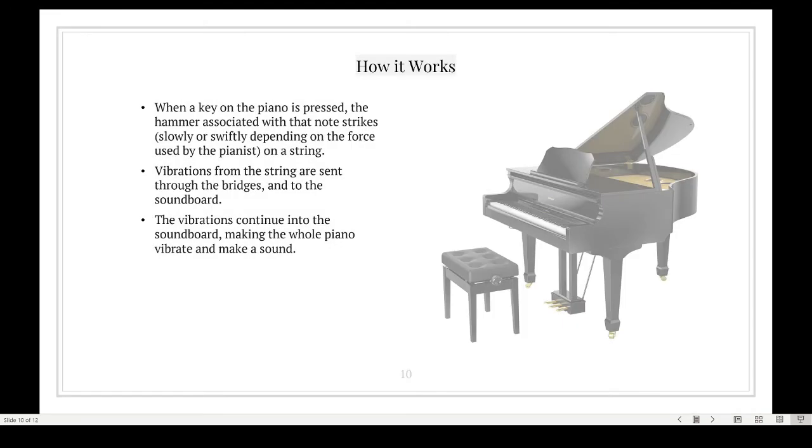How it works. When a key on the piano is pressed, the hammer associated with that note strikes, slowly or swiftly depending on the force used by the pianist, on a string. Vibrations from the string are sent through the bridges and to the soundboard. Those vibrations continue into the soundboard, making the whole piano vibrate to make music.